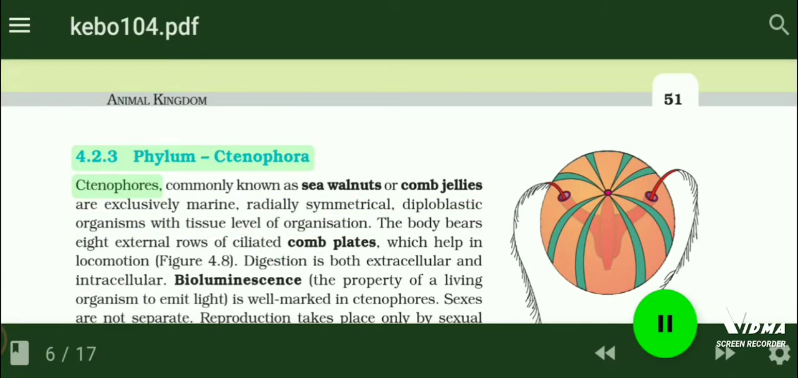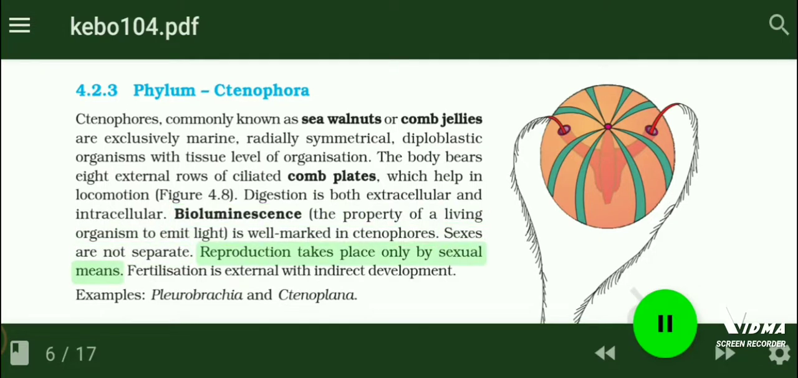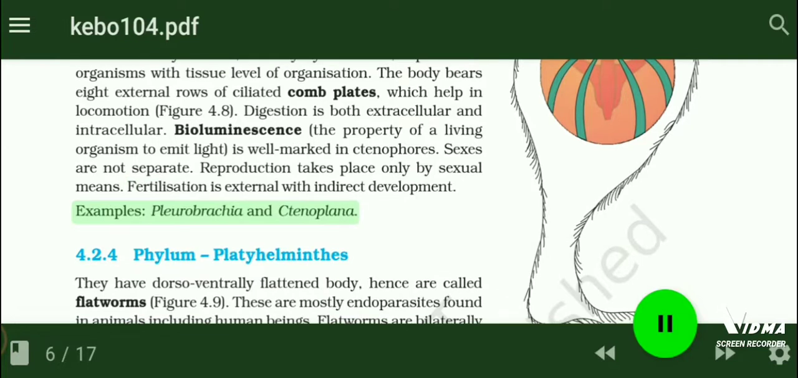4.2.3 Phylum Ctenophora. Ctenophores, commonly known as sea walnuts or comb jellies, are exclusively marine, radially symmetrical, diploblastic organisms with tissue level of organization. The body bears 8 external rows of ciliated comb plates, which help in locomotion. Digestion is both extracellular and intracellular. Bioluminescence, the property of a living organism to emit light, is well marked in ctenophores. Sexes are not separate. Reproduction takes place only by sexual means. Fertilization is external with indirect development. Examples: Pleurobrachia and Ctenoplana.